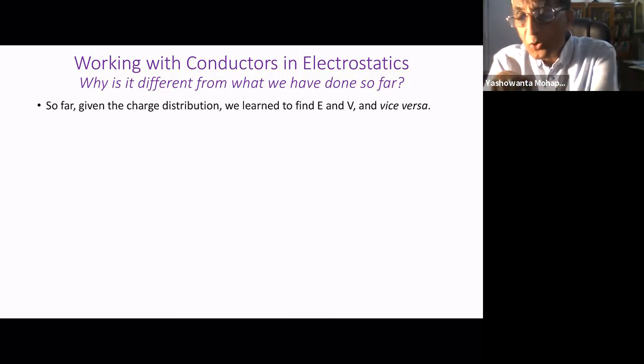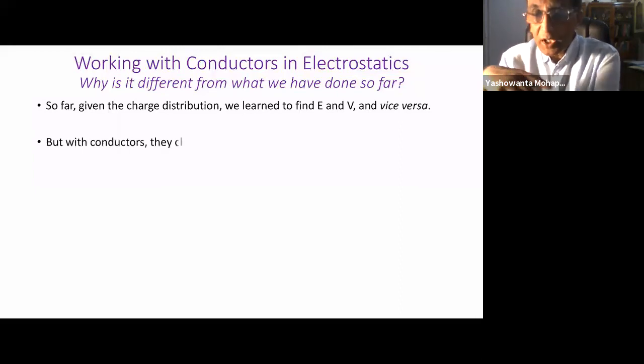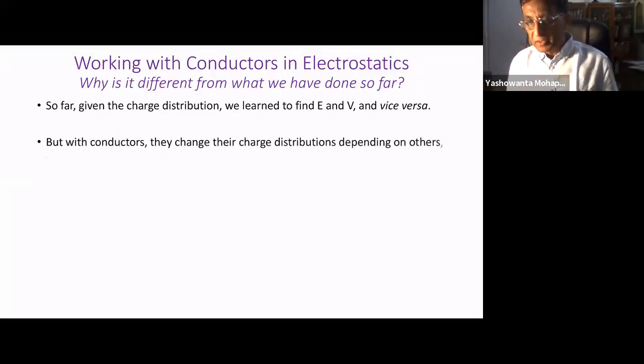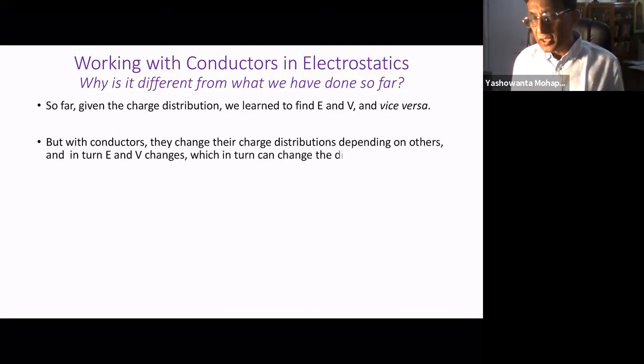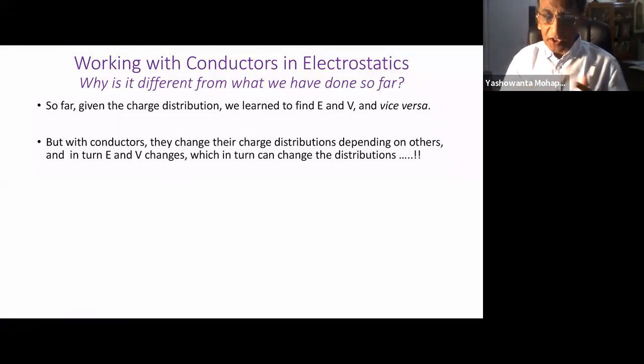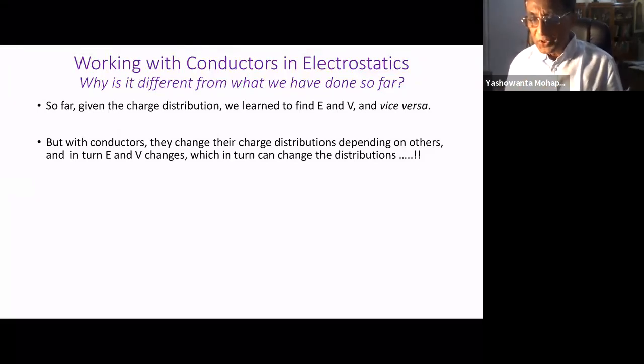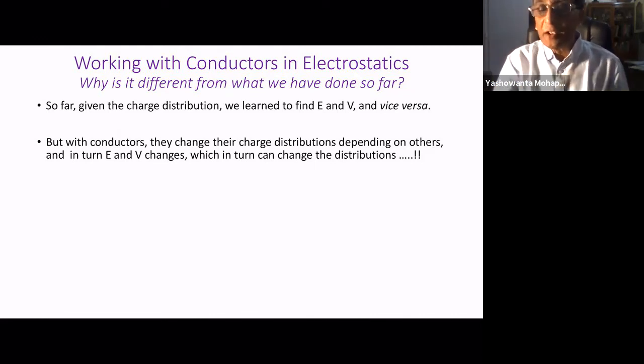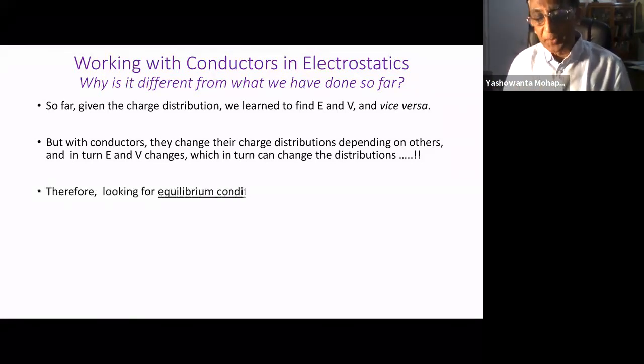But now these conductors can rearrange things as the environment changes. So it is not that charge is fixed in space. It rearranges on the surfaces of the conductors. So they change their charge distribution, and the charge distribution depends on others, and that in turn changes E and V, and that can change the distribution. But things will keep happening till you reach equilibrium in some sense.